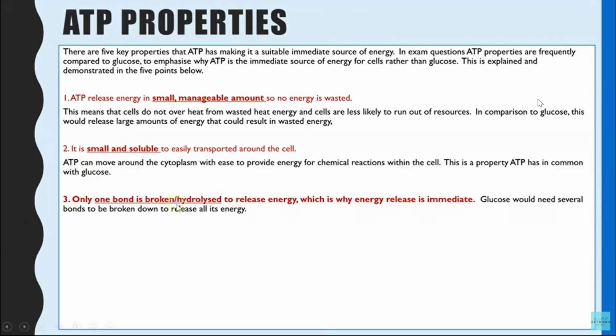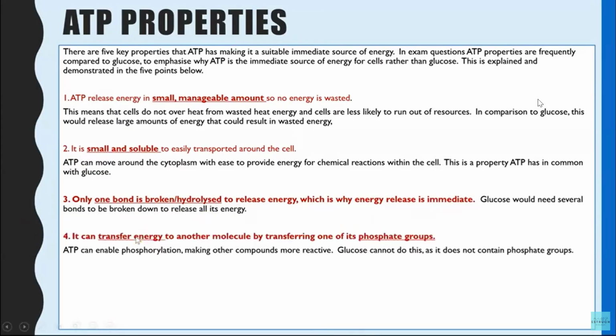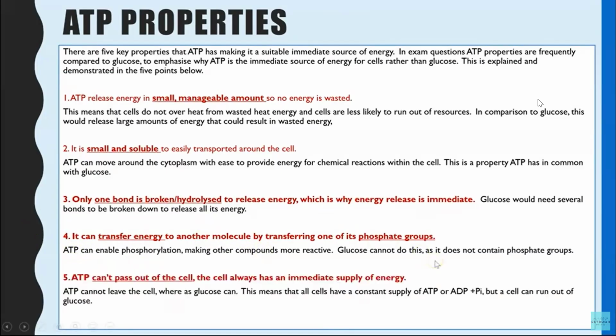Number 3, only one bond has to be hydrolyzed for ATP to release energy, which is why it's an immediate source. Whereas glucose, you'd have to hydrolyze several bonds, so it'd take much longer for it to release all of its energy. Number 4 is this idea of phosphorylation that we referred to. So with ATP, when you do hydrolyze the bond between the phosphate groups, that inorganic phosphate can be then bonded onto a new molecule and make that molecule more reactive. And you can't do this with glucose.